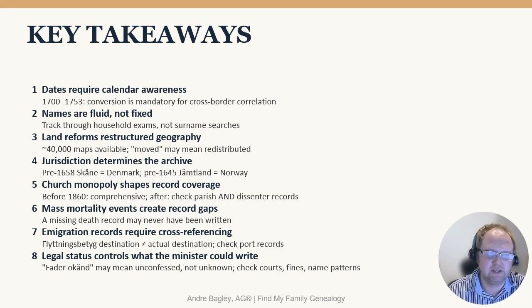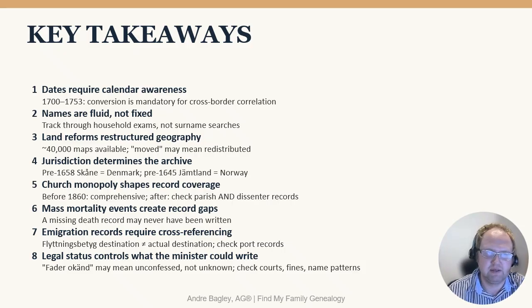So, fun fact. Key takeaways: 1700 to 1754, conversion is mandatory for cross-border correlation because they were their own brand of special at that time. Names were fluid. People used all sorts of variants. I didn't even cover Per, Petter, Jöns, Johan, Johannes, Jonas. Then there's Liskin for Elisabeth. There are all sorts of variants, and people used them very interchangeably. It was basically up to the whim of the record keeper as to what version got written down.